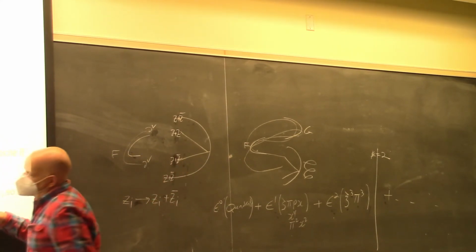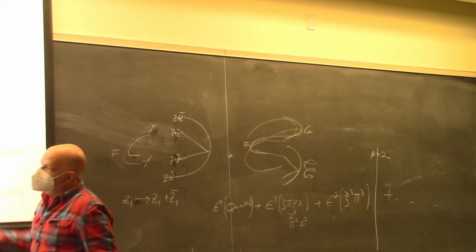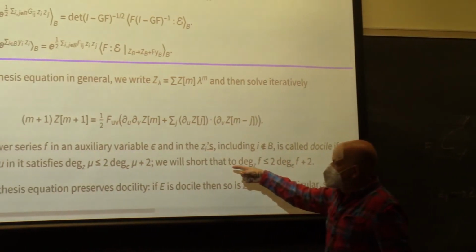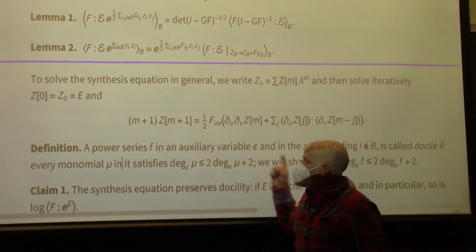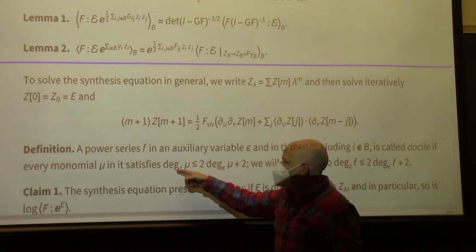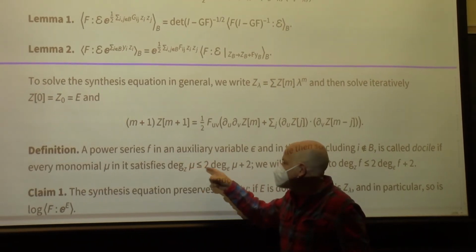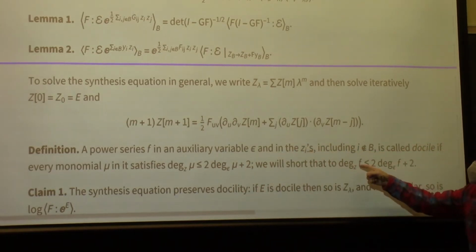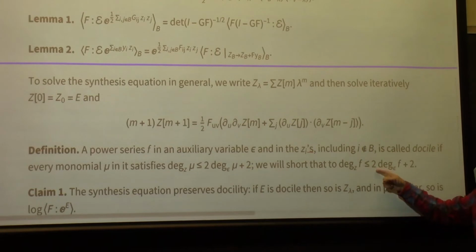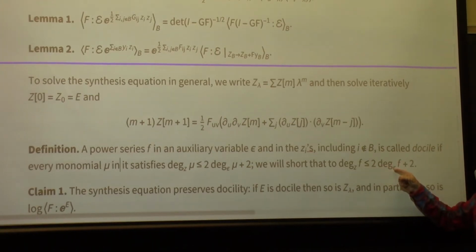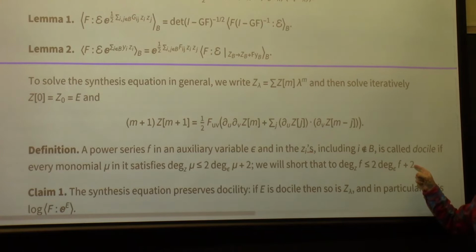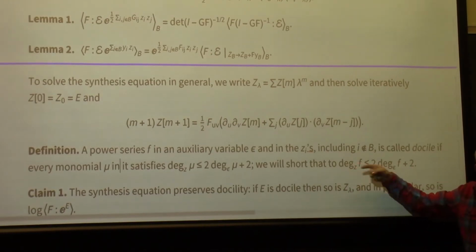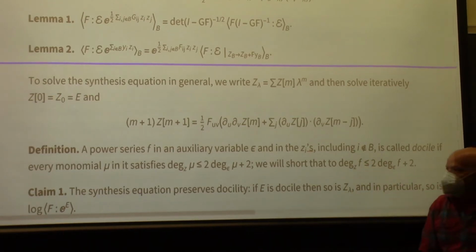And by the way, back to the handout, I will shorten this. Instead of writing that every monomial satisfies that the degree with respect to z is less than twice the degree with respect to epsilon plus 2, I'll just write that the degree with respect to z of the function is less than twice the degree with respect to epsilon of the function plus 2. And when I write a thing like that for a power series, what I really mean is that this is true for every monomial in the power series.